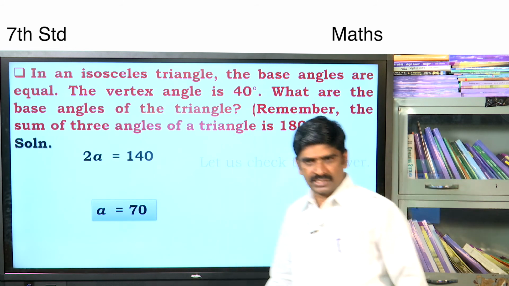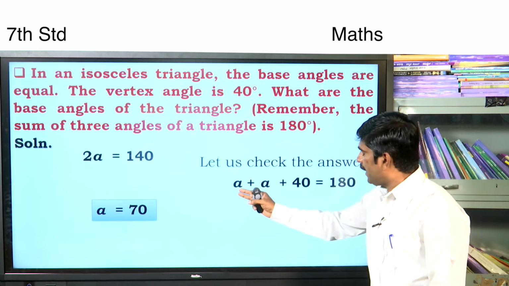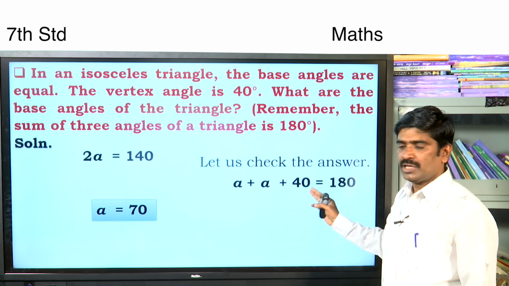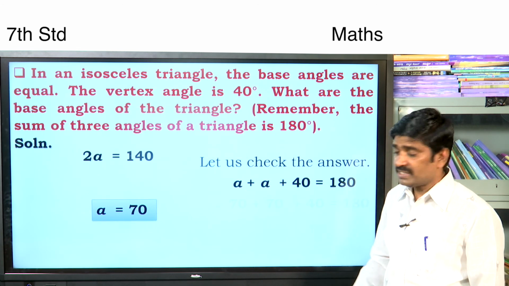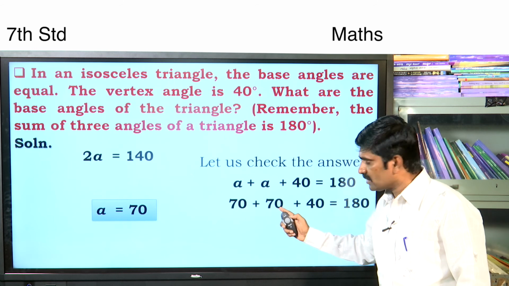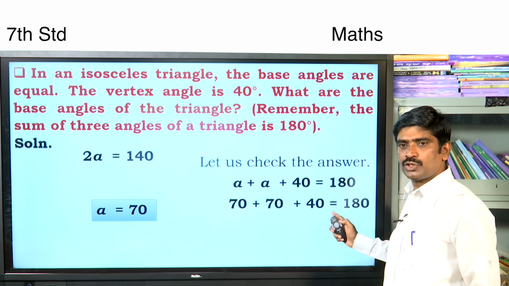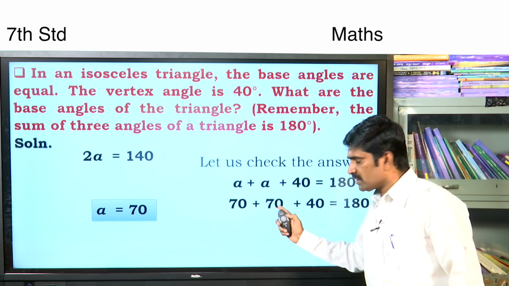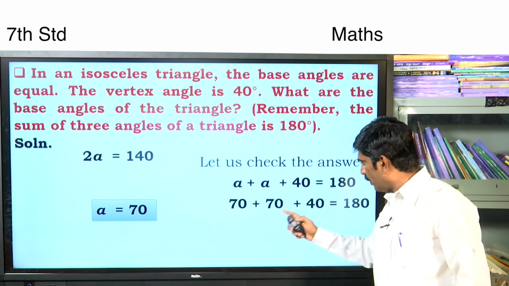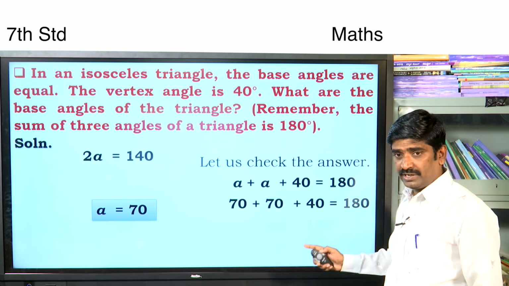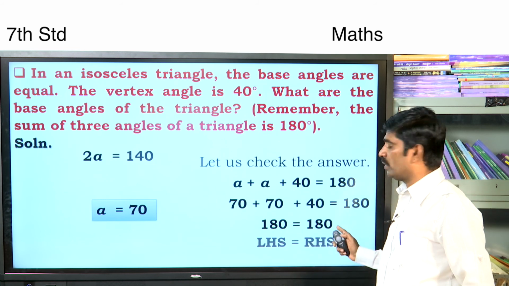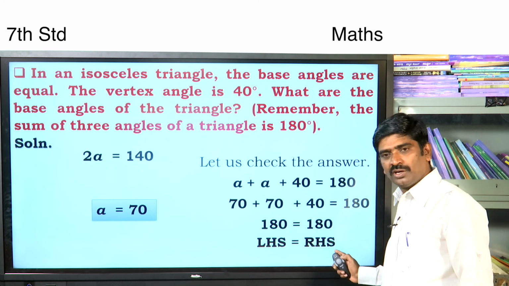Let us check the answer. A plus A plus 40 is equal to 180. A is 70. 70 plus 70 is 140, and 140 plus 40 is 180. Therefore, 180 is equal to 180. This LHS is equal to RHS.